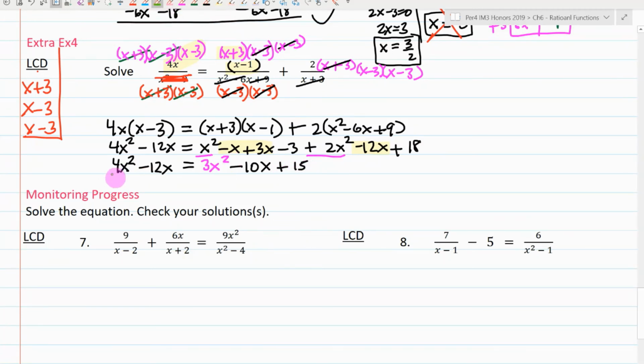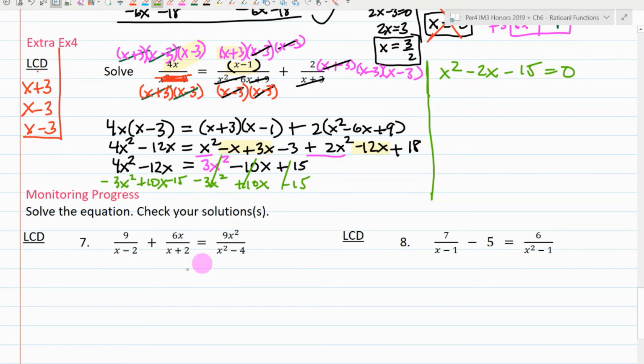Now we're going to set this equation equal to 0, so we're going to move everything that way. So we're going to subtract 3x squared. We're going to add 10x. And then we're going to subtract 15. So that means that on this side we have 4x squared minus 3x squared, negative 12x plus 10x, and then nothing minus 15. On the right side, everything canceled.